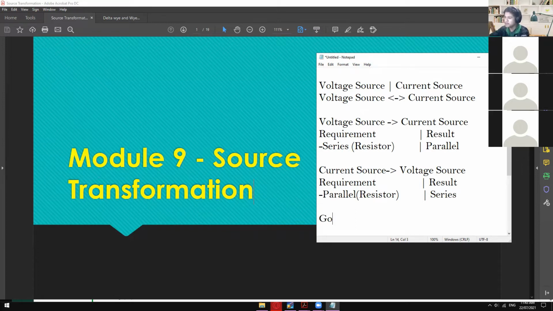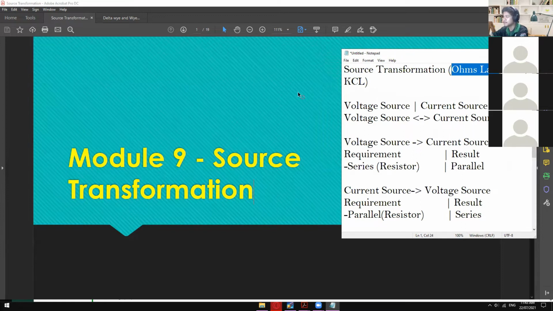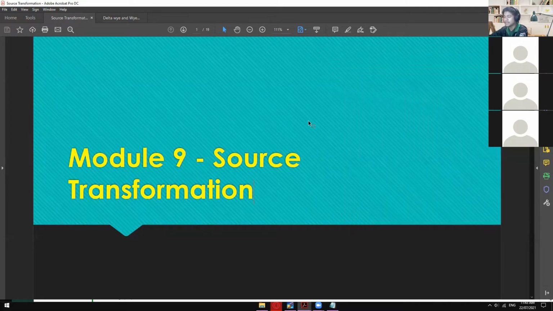Our main goal in applying source transformation is to have a series connection. This is kind of similar to Norton's theorem and Thevenin's theorem. We are solving for a specific path. Let's say we are trying to get the voltage across that path, or the current on that certain path. If we have a series connection, we can easily solve things without a problem just by applying Ohm's law. All right, anyway, let's put this aside for now. We'll go back to this notepad later on.